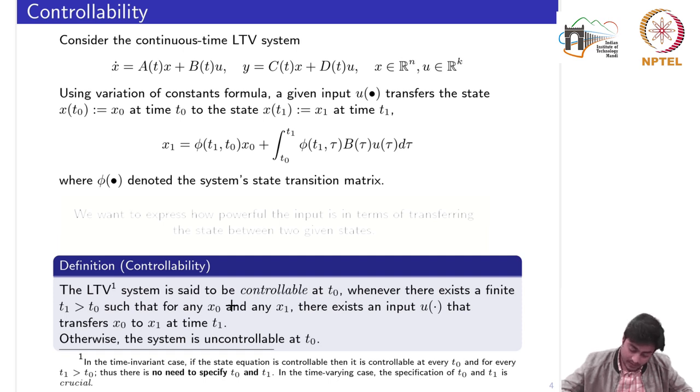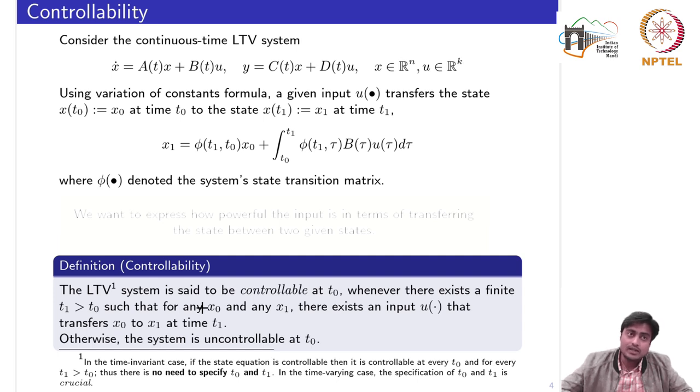And otherwise, if there does not exist any control signal which could take the state trajectory from the value x naught to any x1, then we say that the system is uncontrollable at t naught. So this definition is particularly for the LTV system.